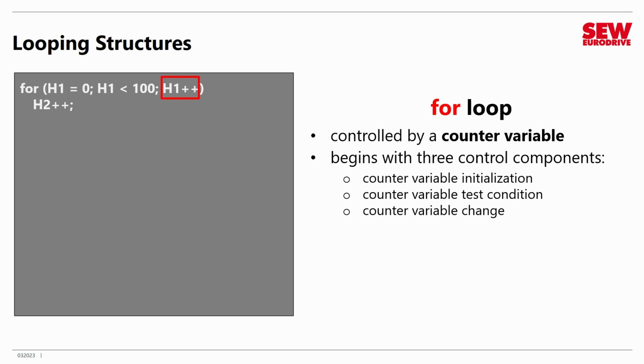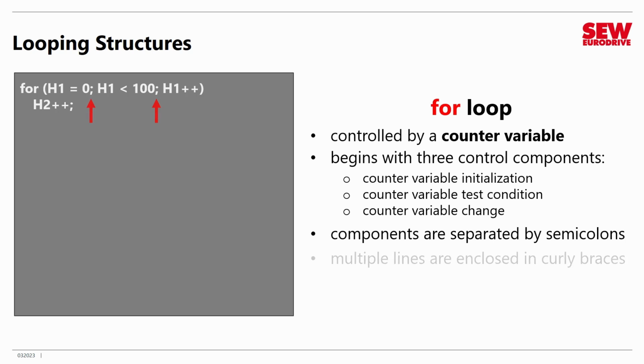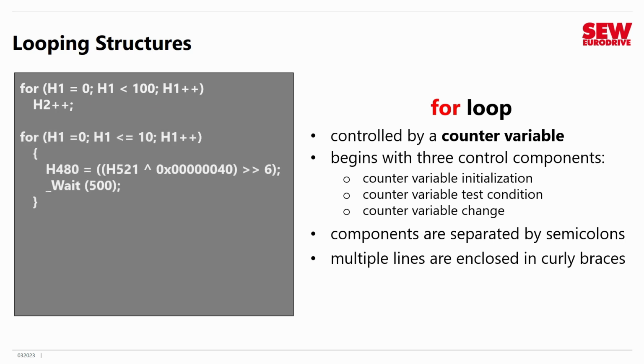Not too hard. Do notice that we use semicolons internally to separate these. This is kind of weird since we think of semicolons mostly at the end, but they're used internally here. Notice also there isn't one at the end of the loop itself, although there certainly is one at the end of the line of code, the h2++. And of course, again, if you have multiple lines of code, you've got to use curly braces.